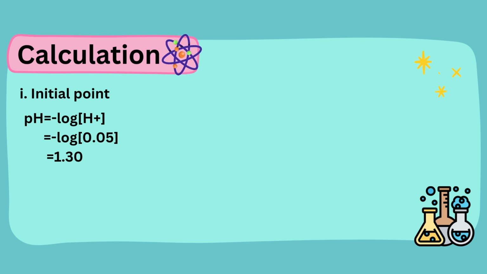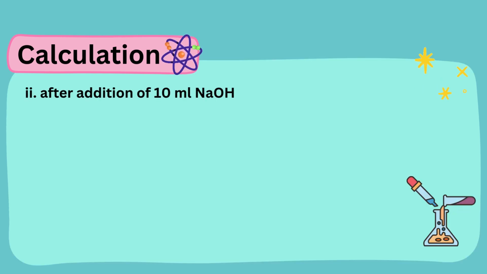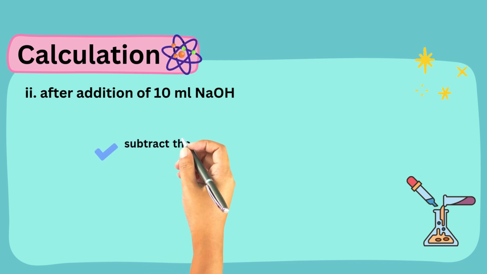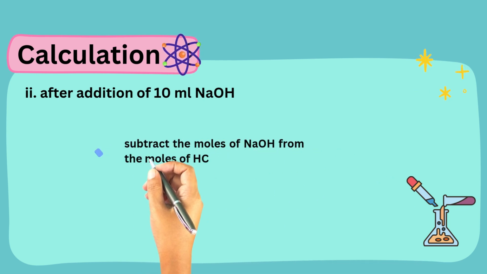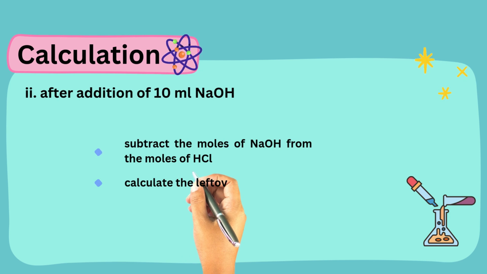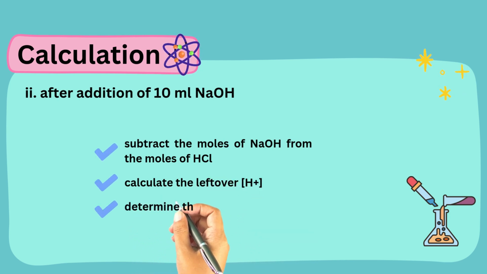Here's how the pH changes during the titration. At the initial point, the solution only contains HCl, so the initial H+ is 0.05 M. Using the formula pH equals negative log of H+, we calculate the pH as 1.30. After adding 10 milliliters of sodium hydroxide, to find the new pH, we need to subtract the moles of NaOH from the moles of HCl, calculate the leftover H+, and then determine the pH.